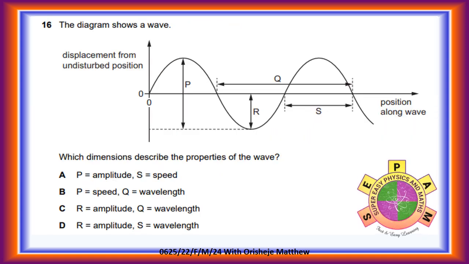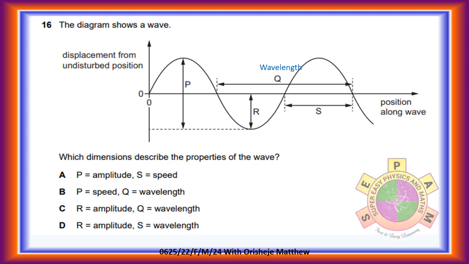Question 16. The diagram shows a wave. Which dimensions describe the properties of the wave? Two properties of the wave can be obtained from the diagram. Wavelength is the distance between successive points in the waveform. Wavelength, lambda. This is the horizontal distance between two identical points in a wave cycle.